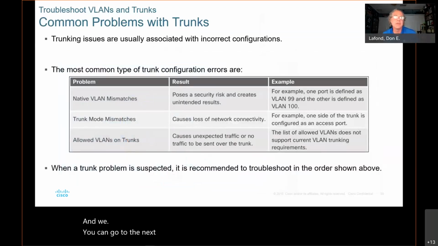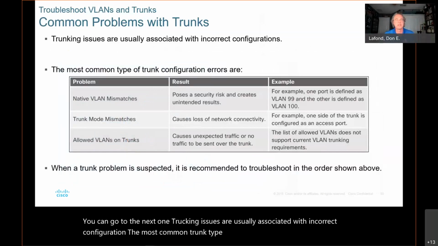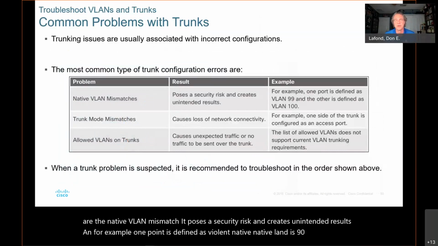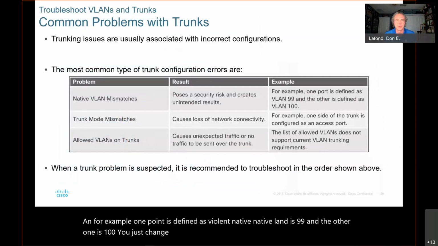Trunking issues are usually associated with incorrect configuration. The most common type of trunk configuration errors are the native VLAN mismatch. It poses a security risk and creates unintended results. For example, one port is defined as native VLAN 99 and the other one is 100. You just change one to match the other, which fixes the problem.